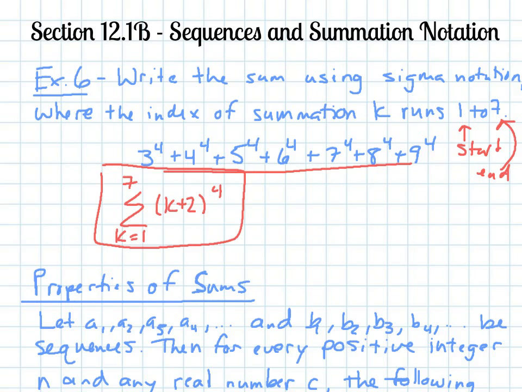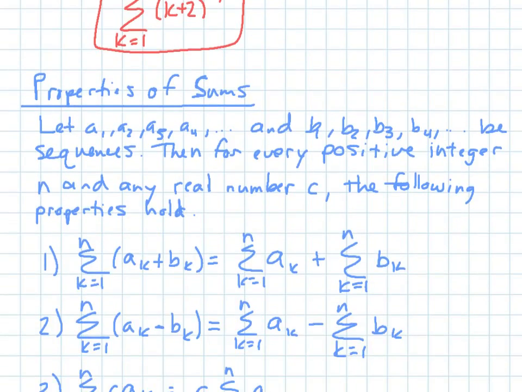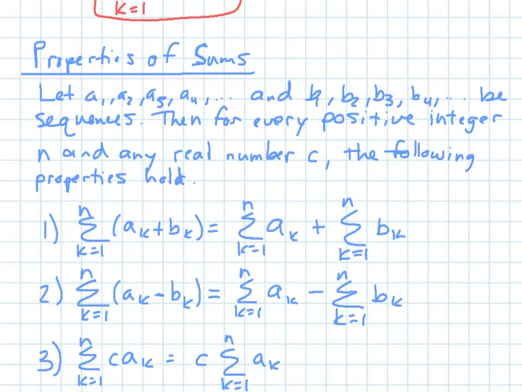Okay, now there are some other properties of sums that we need to talk about, especially when you're looking to find the sum with more difficult ones. So if you have two sequences a and b, and for every positive integer n and any real number c, these following properties hold true.